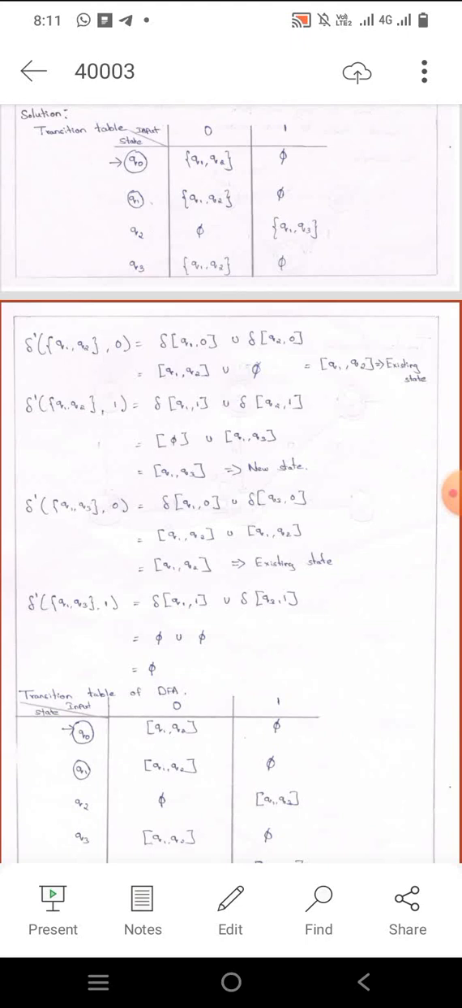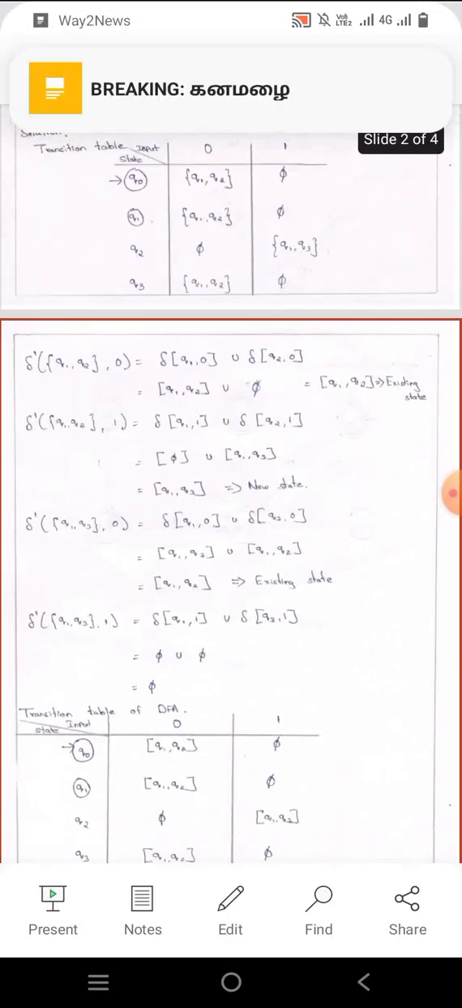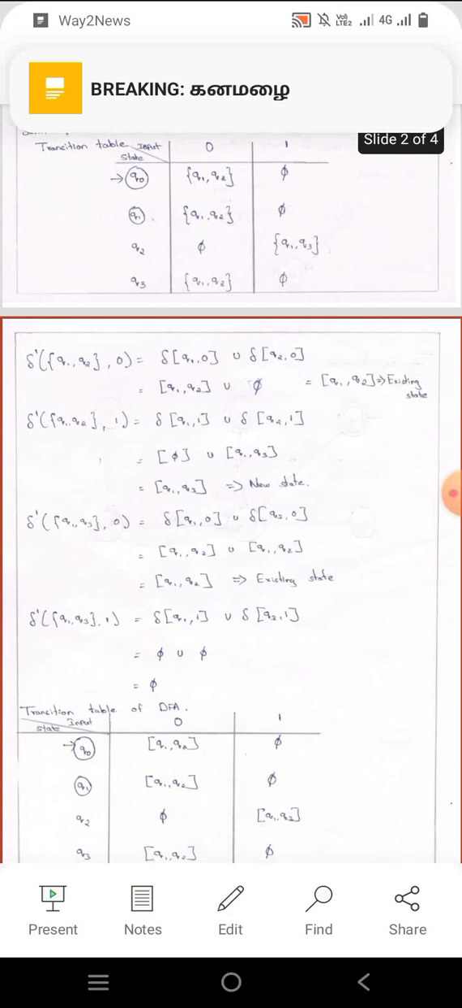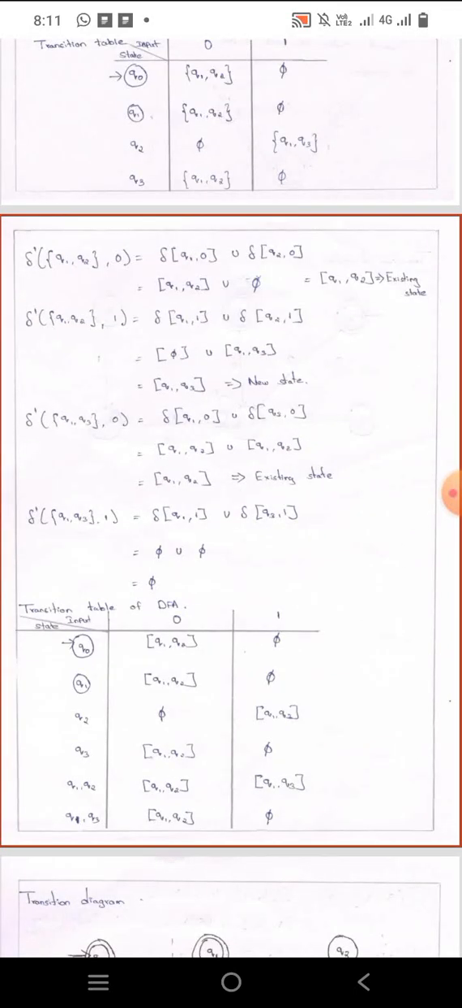Next, transition of Q1 Q3 with the input symbol 1. See, whatever new state we are getting, we want to compare that new state with the input symbols. So I am comparing now with 1. So transition of Q1 comma 1 union transition of Q3 comma 1. Both are null from the above table. So now we didn't get any new state. So we stop here and we are going to write the transition table of DFA.